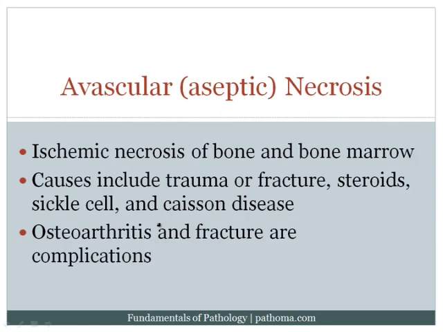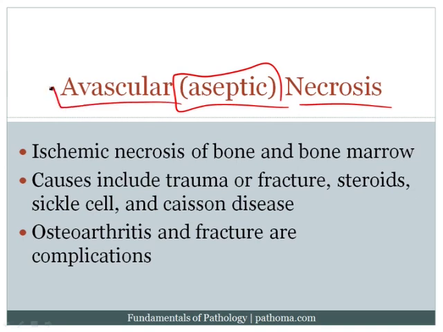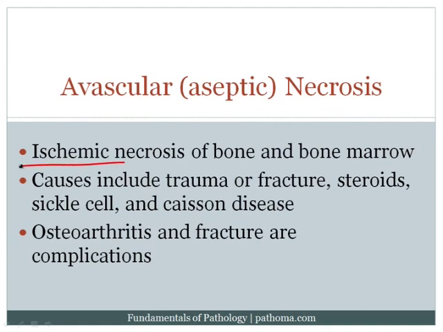The last disorder in this section is avascular aseptic necrosis. Now again, here you get a focus of necrosis in the bone, but it's aseptic. It's not due to bacteria, as was the case in osteomyelitis. Instead, it's due to the fact that you have a lack of blood flow to the bone, which then results in necrosis of the bone. So this is ischemic necrosis of the bone and the bone marrow.